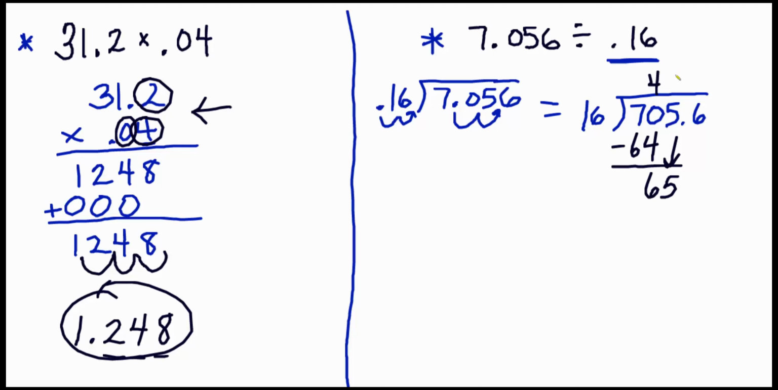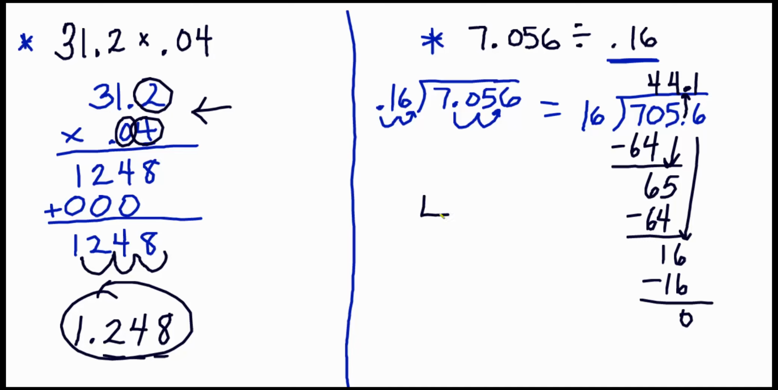16 into 65 will be 4 times again. When I multiply, I get 64 again. I subtract, I get 1, and then I bring down the last digit of 6. 16 into 16 is 1 time. I multiply, I get 0, and so I'm done. And then my decimal point is going to match. And so our final answer is 44.1.